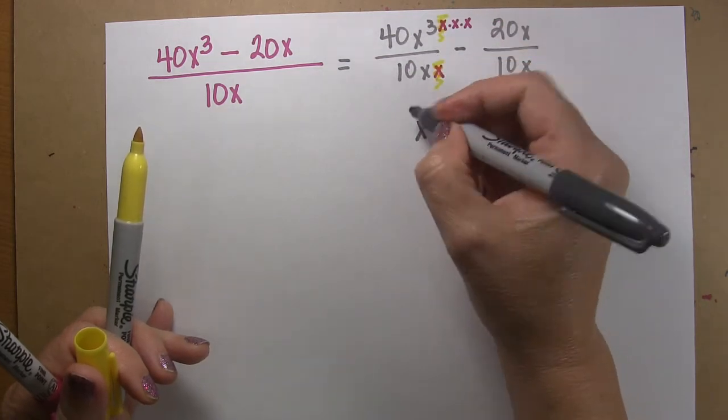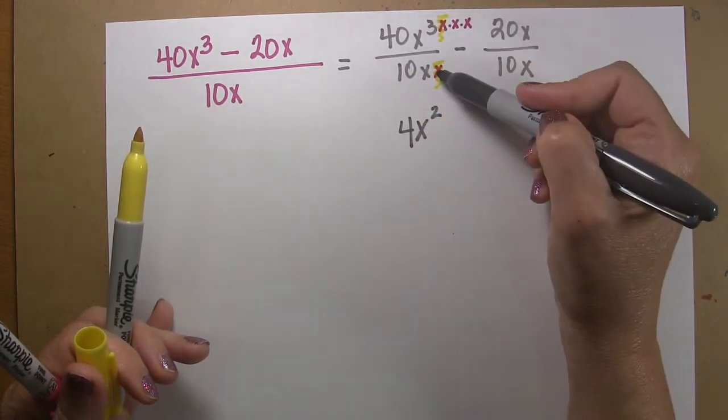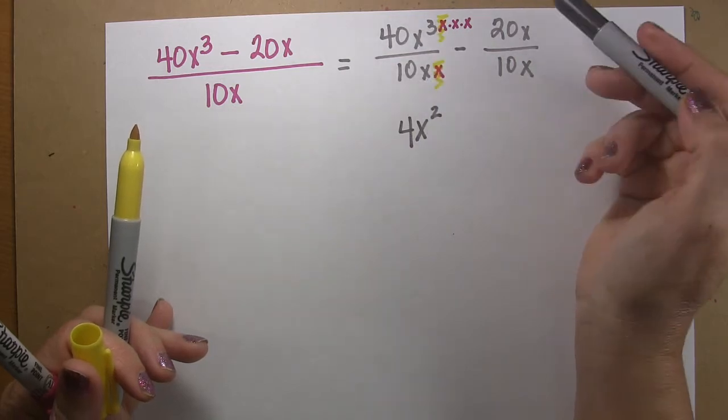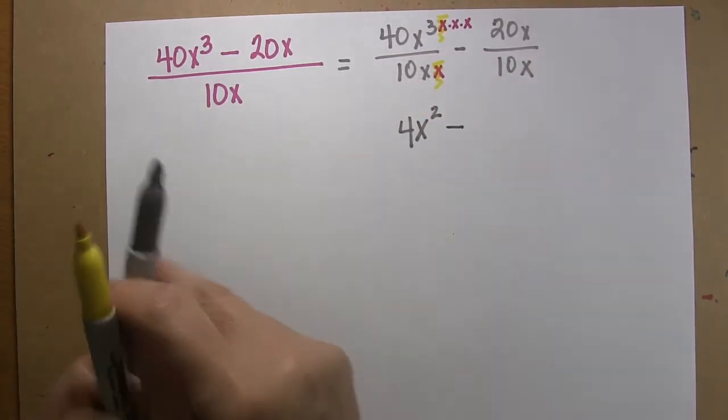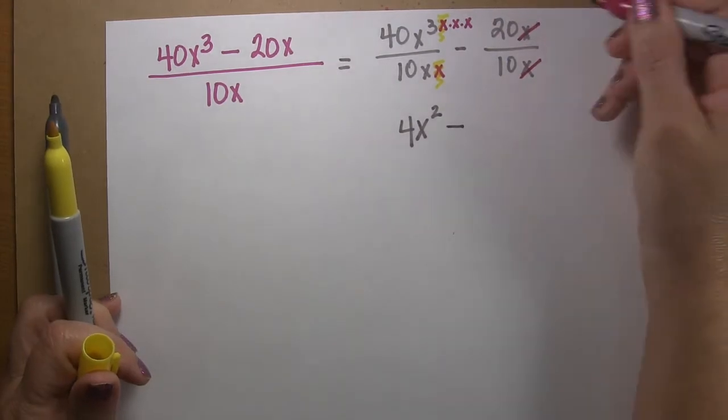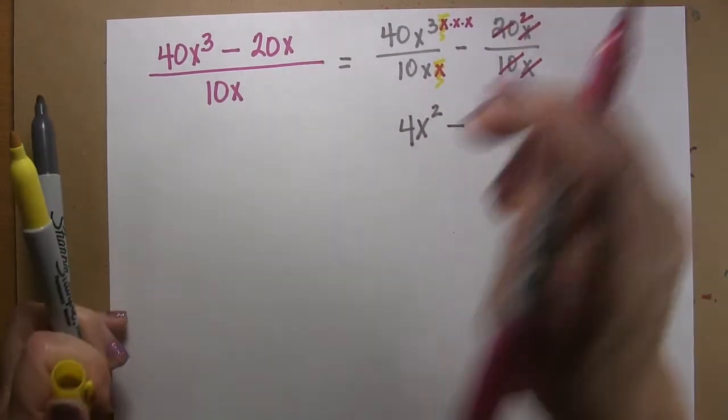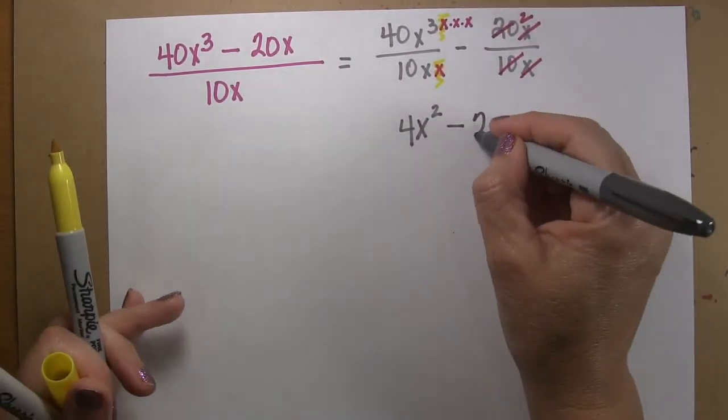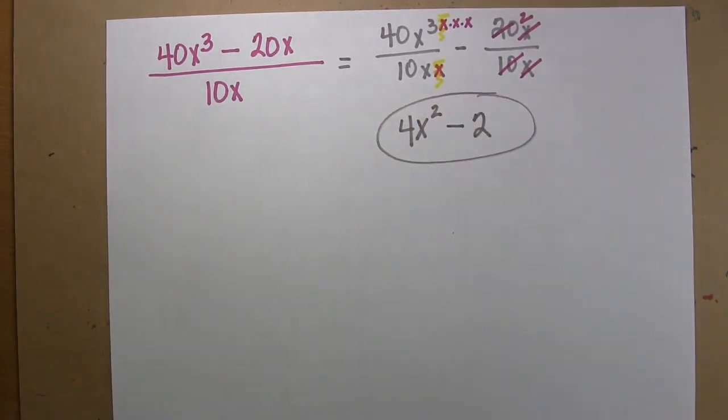40 divided by 10 is 4. So when we reduce this, we wind up with 4x squared. Over here, our x's cancel out, and our numbers reduce to 2. So we get 4x squared minus 2.